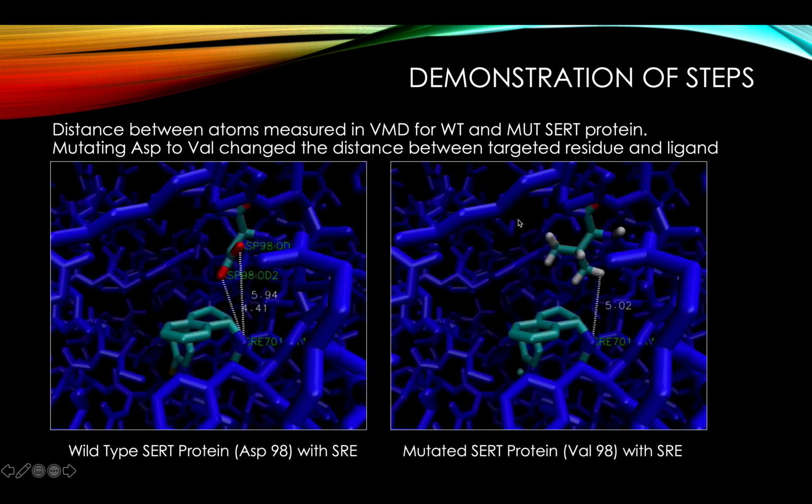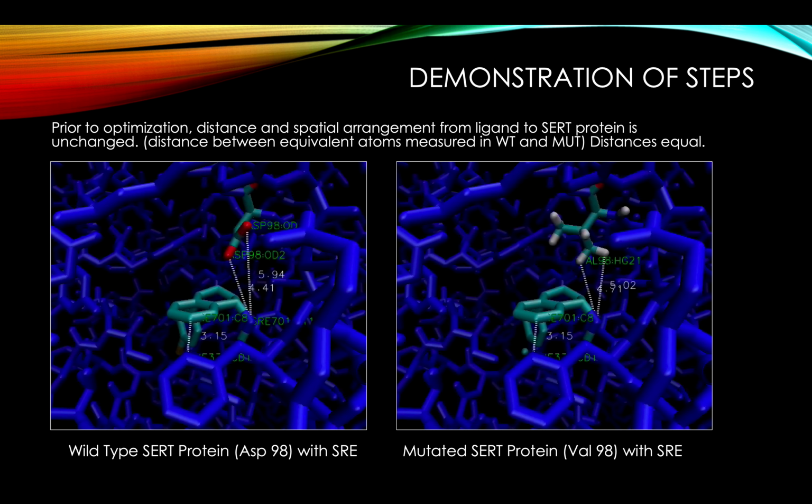I measured the distance between the atoms in VMD. This is prior to optimization, so the only differences in length here are just shown between the specific amino acid residues themselves. This was meant to be a baseline measurement to compare to after the structure was optimized. As well, I took measurements of the surrounding amino acids just to have again as a baseline. On the left is the wild type, on the right is the mutated. And the distances are the same between the ligand and the surrounding residues.